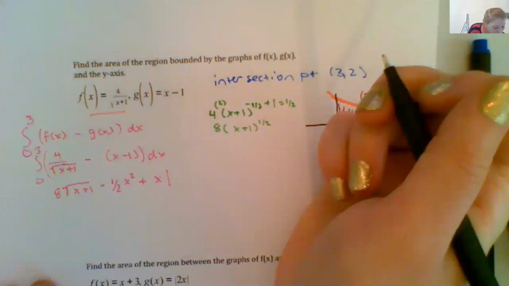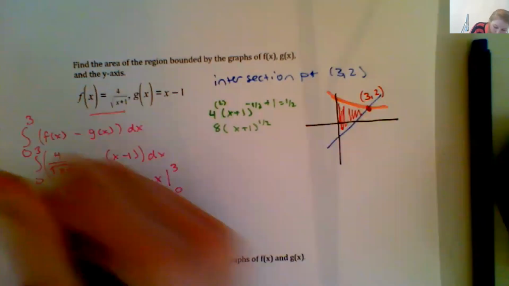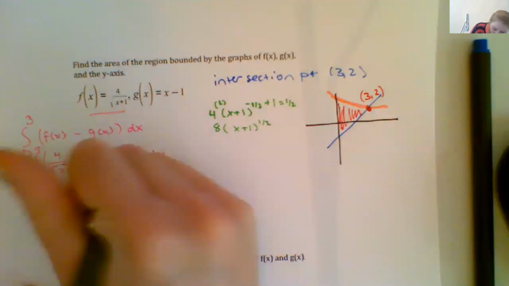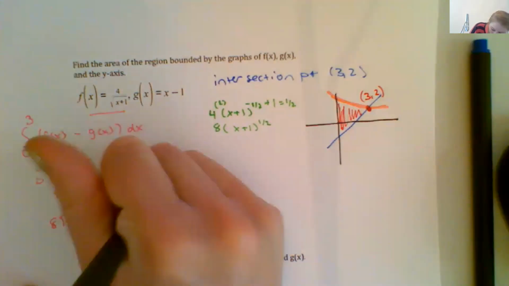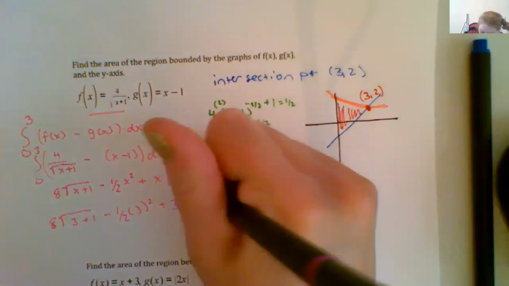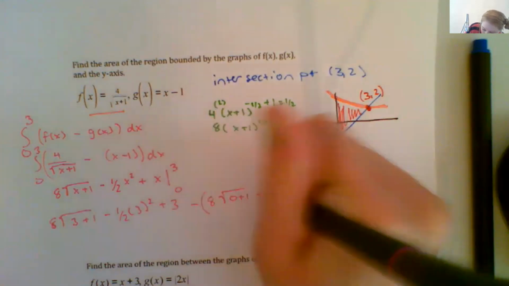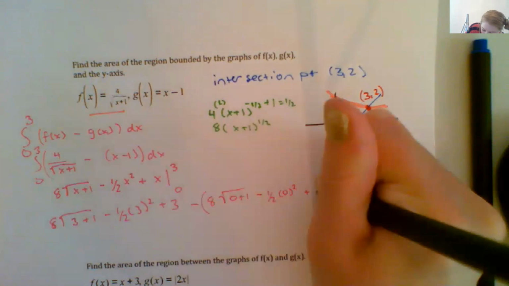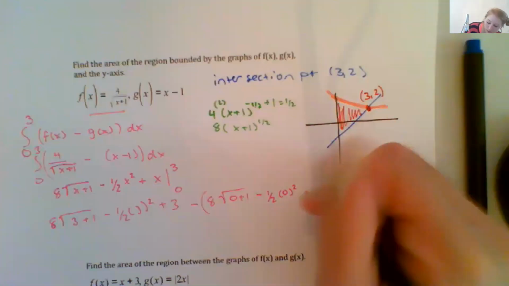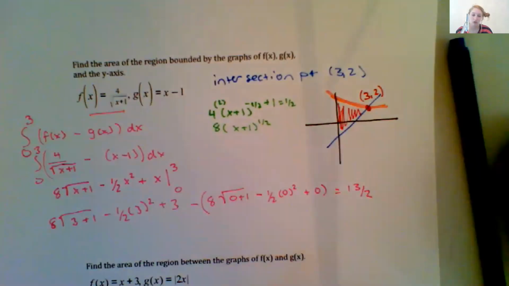So now we're going to substitute in 3 and 0. So we're going to do 8 times the square root of 3 plus 1, minus 1/2 times 3 squared, plus 3, minus 8 times the square root of 0 plus 1. Okay. All right, and then if I plug all of that into my calculator, I'm going to end up with 13/2. So the area of this region here is 13/2.